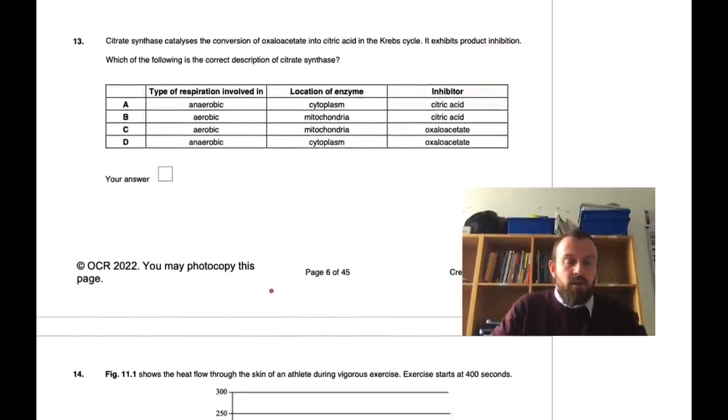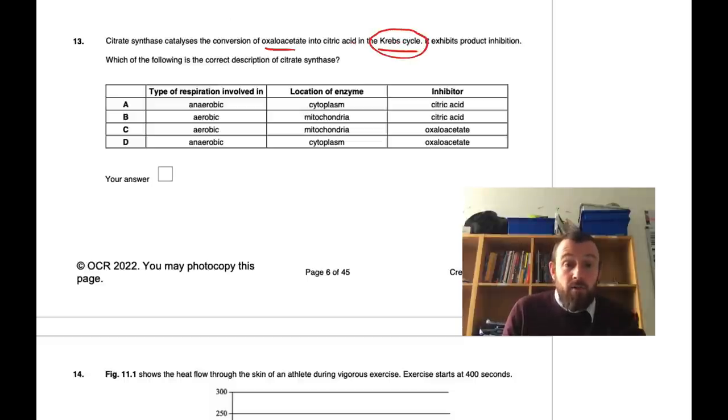13. Citrate synthase catalyzes the conversion of oxaloacetate into citric acid in the Krebs cycle. It exhibits product inhibition. Which of the following is the correct description of citrate synthase? So this is in the Krebs cycle.